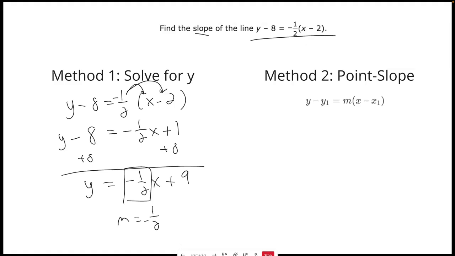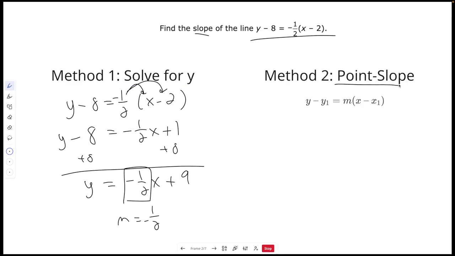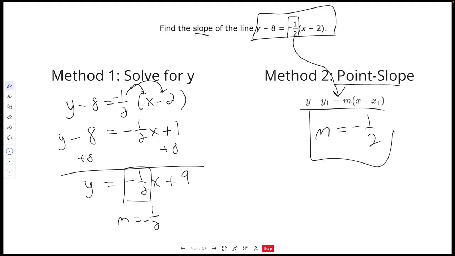I mentioned at the beginning of the video that if you know about point slope, then this is a little bit of a shortcut here. It's a shortcut because the original problem is given to us in point slope. If I know it's point slope, then I know the slope is the number in front of the parentheses, and so therefore the slope is -1/2. If it's in point slope, it gives you a shortcut.